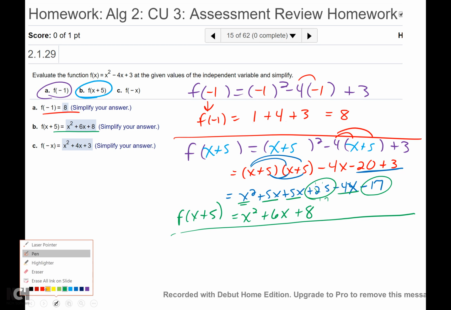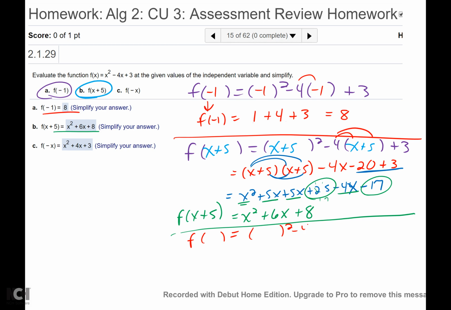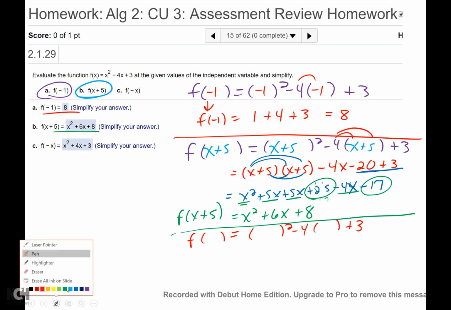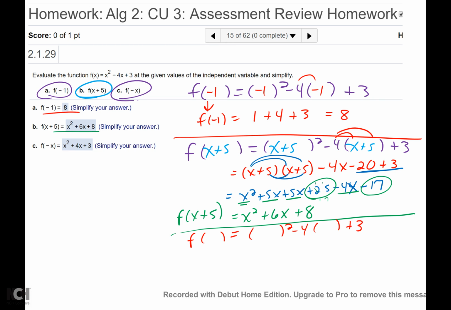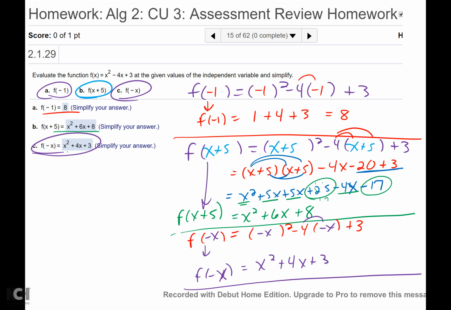And then the last one they want me to find is f of x equals x squared minus 4x plus 3. But now they want me to plug in a negative x. No math on this side, where this just drops. Negative x squared is positive x squared. Negative 4 times negative x is positive 4x. Bring down the positive 3. There's no like terms, so for C I am done.